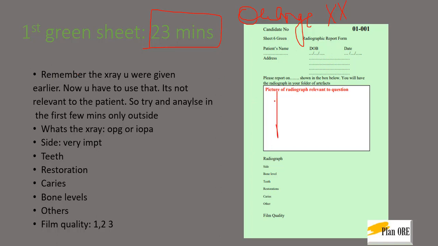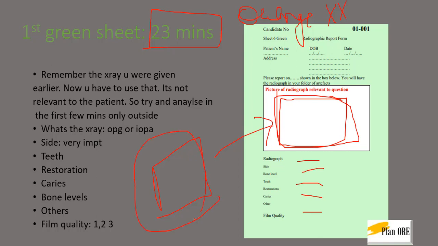So the first green sheet is the interpretation of the x-ray, and if you remember, there was a picture of an x-ray given to you in the main room for interpretation. You again have the same picture in this green sheet as well as a real radiograph of the same. Make sure that while you're interpreting the radiograph, you actually look at the radiograph and not the picture, because the picture is very blurred. So you look at the x-ray and write whatever has been asked. This is in no way relevant to the patient, so it does not affect your treatment plan.